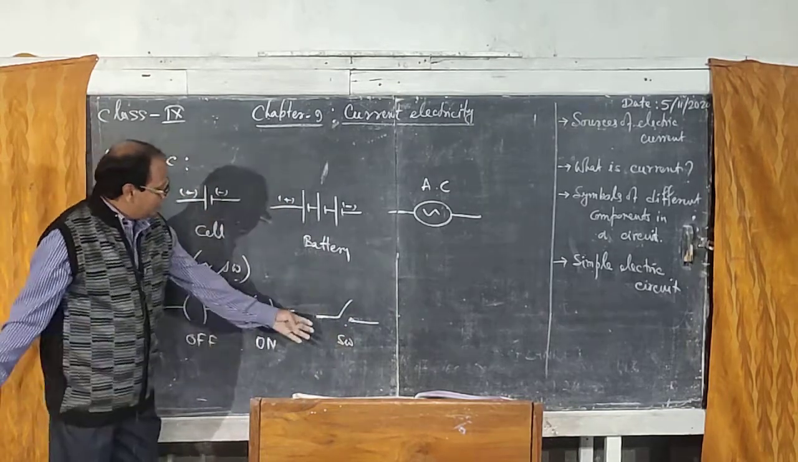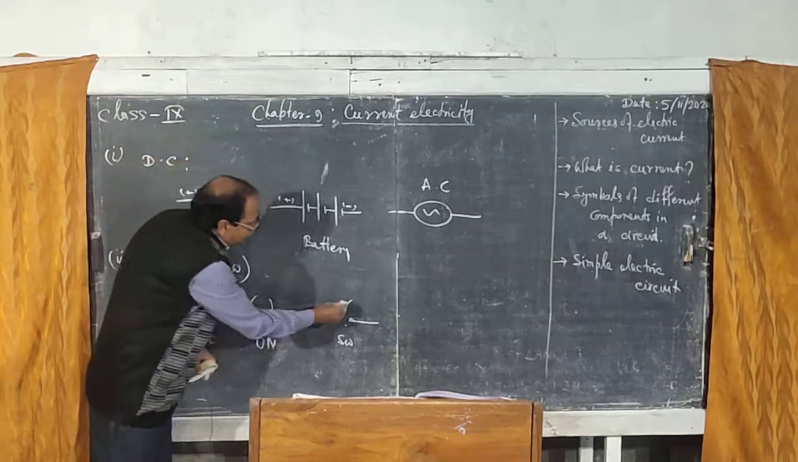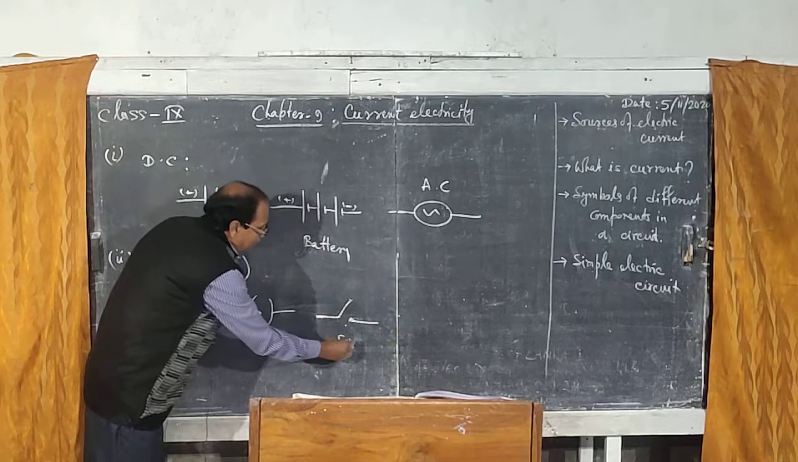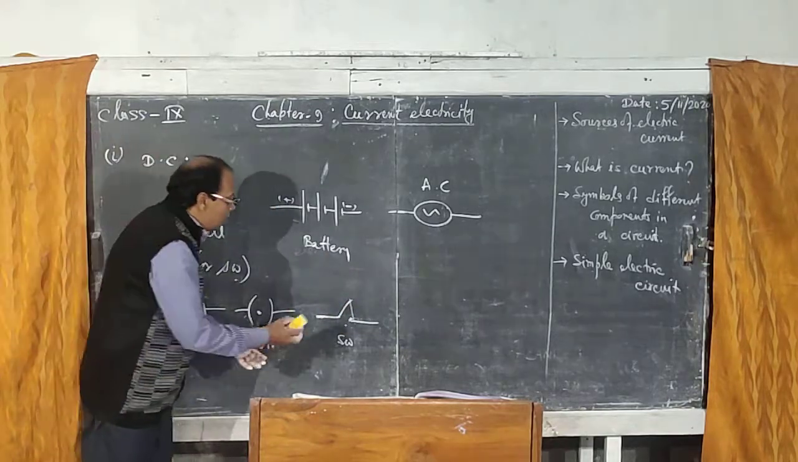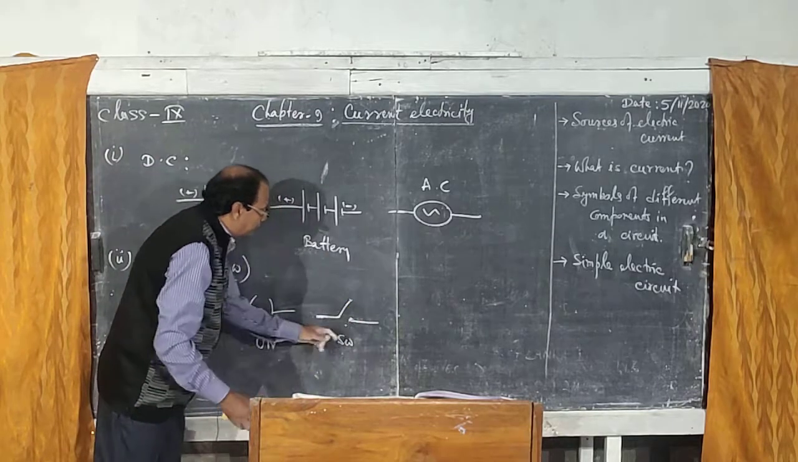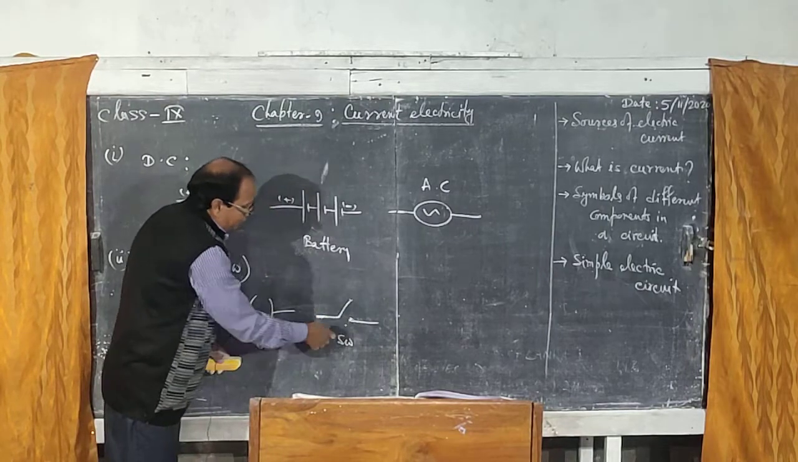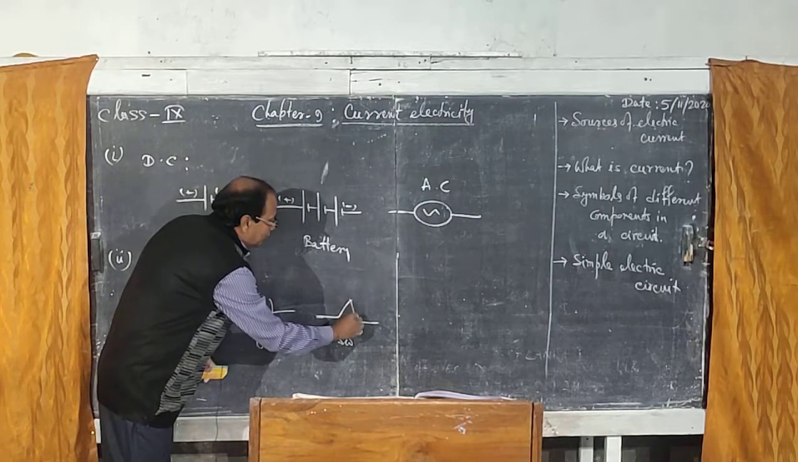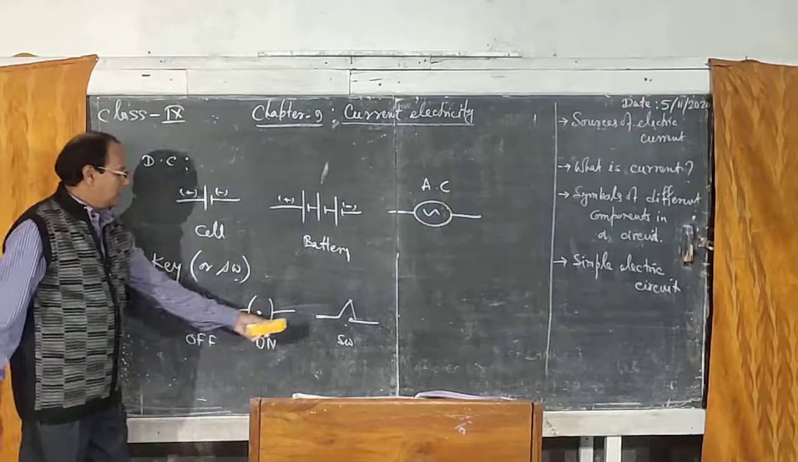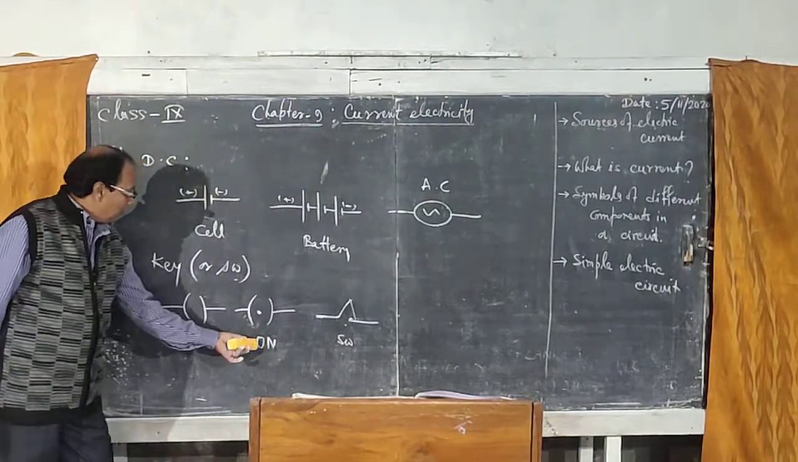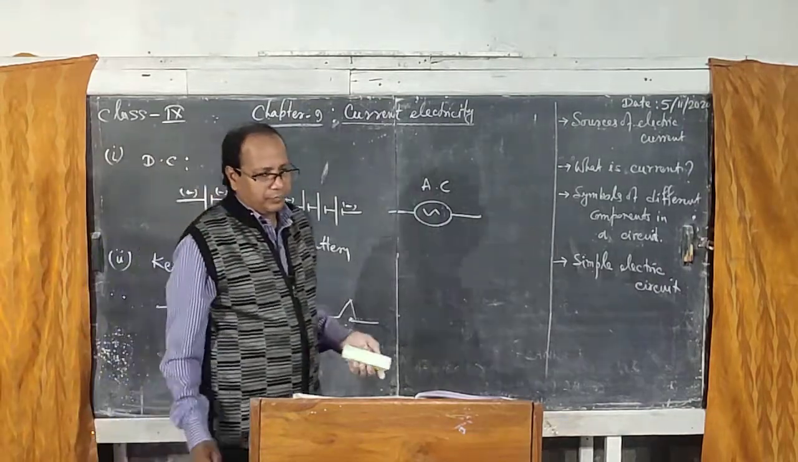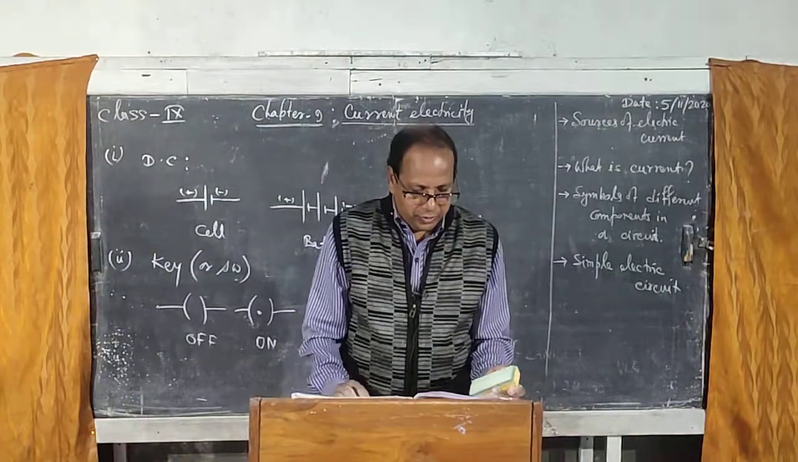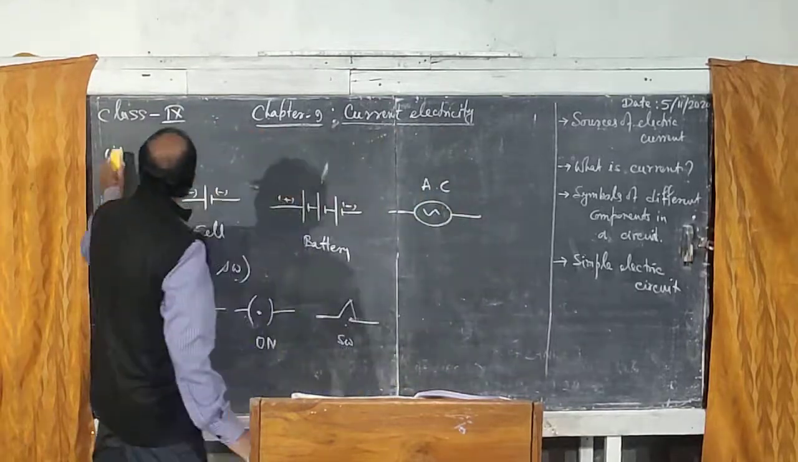When the switch is in the off position, there is no direct connection, and when the switch is in the on position, we make the connection. Once more, when the switch is off, we keep some gap, and when the switch is on, we just close it, so that the switch is now in the on position. The key is also in the on position, and here it is in the off position. The third symbol we use here is the rheostat.